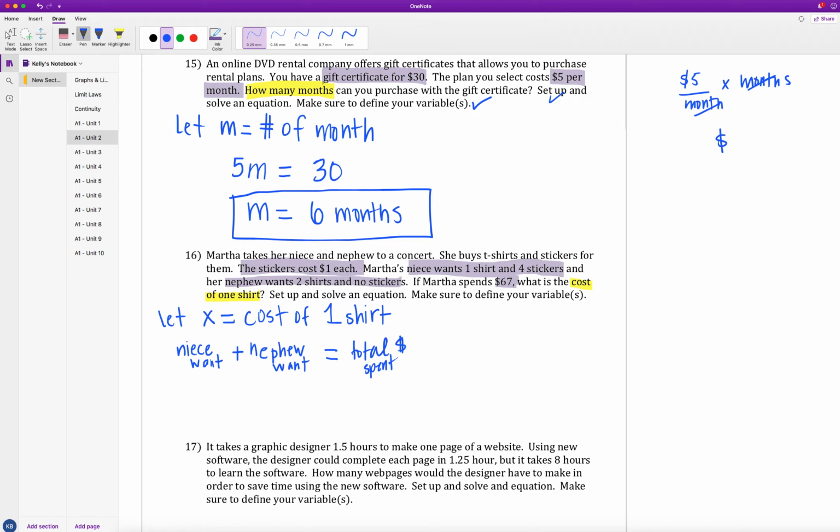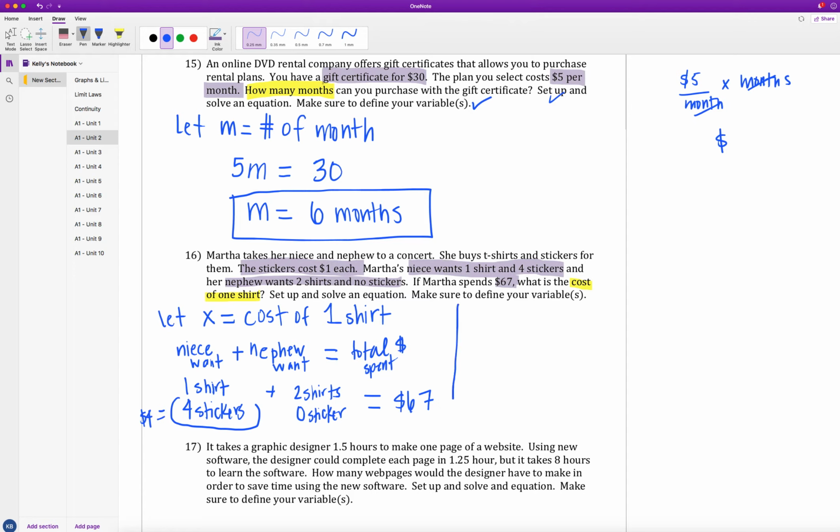So let's refresh our memory. Her niece wanted 1 shirt and 4 stickers, plus her nephew wants 2 shirts and no stickers. So I could just write 0 stickers, but we're not going to have to worry about that since he didn't want any. And we know that she spent a total of $67. The other thing we know is that since each sticker cost $1, 4 stickers amounted to $4. So we already have that cost amount in here.